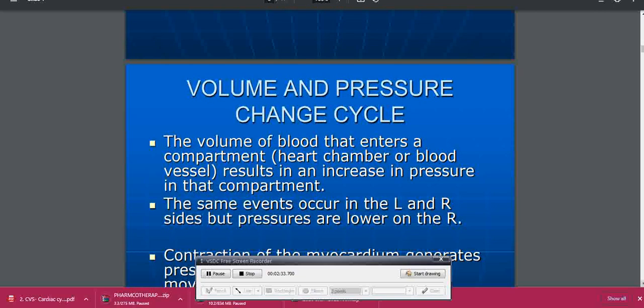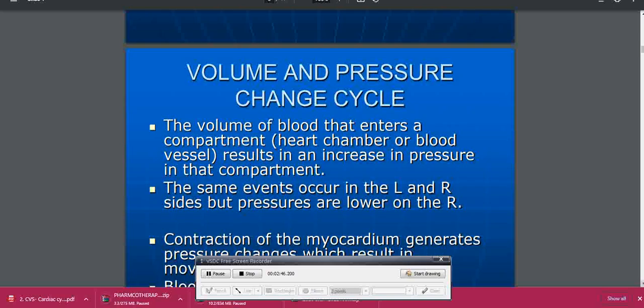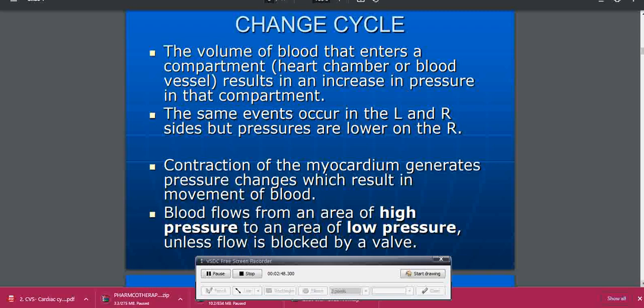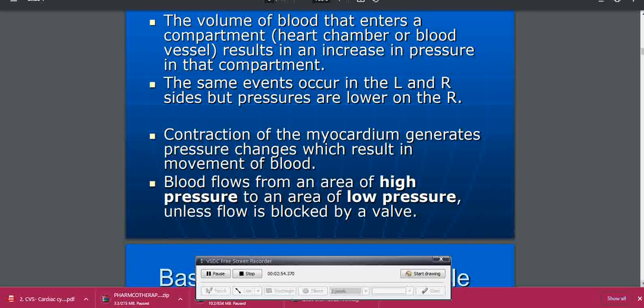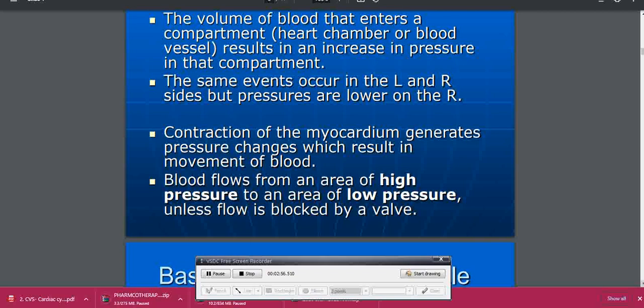Volume and pressure change cycle. The volume of blood that enters a compartment, that is a heart chamber or blood vessel, results in an increase in pressure in that compartment. The same events occur on the left and the right side, but pressures are lower on the right side. Contraction of the myocardium generates pressure changes which result in movement of blood. Blood flows from an area of high pressure to an area of low pressure unless flow is blocked by a valve. What I'm trying to say is simple.